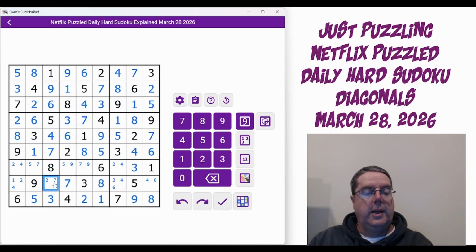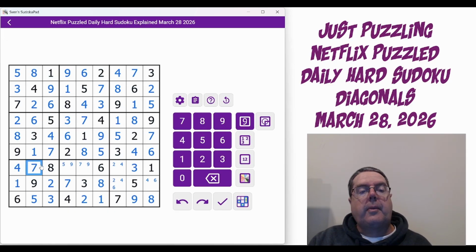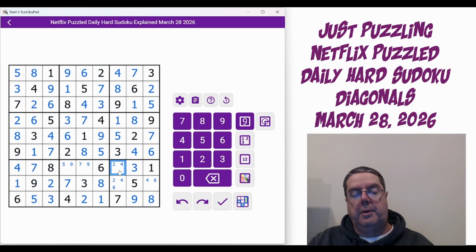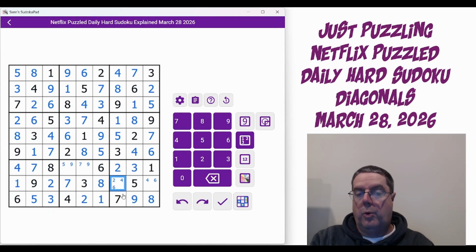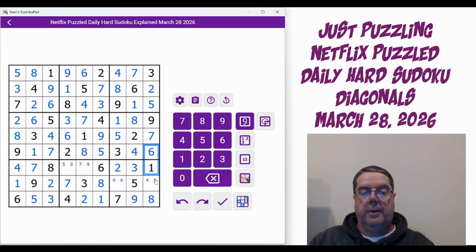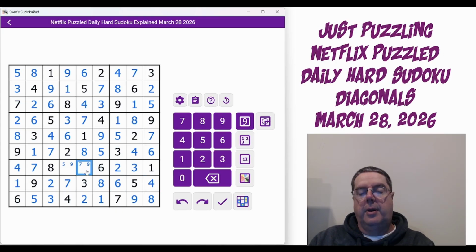Alright, 7 comes down here, so this is a 2. These can't be a 2. So this is going to be a 4, leaving this to be a 1. Because there's 5 here, this is a 7. Alright, 4 comes across here, so this must be a 2. This can't be a 2, so this is a 4, 6. 6 comes down here, so this can't be a 6, so this must be a 4, leaving this to be a 6 here. 7 can't be there, so this is a 9, leaving this to be a 5.